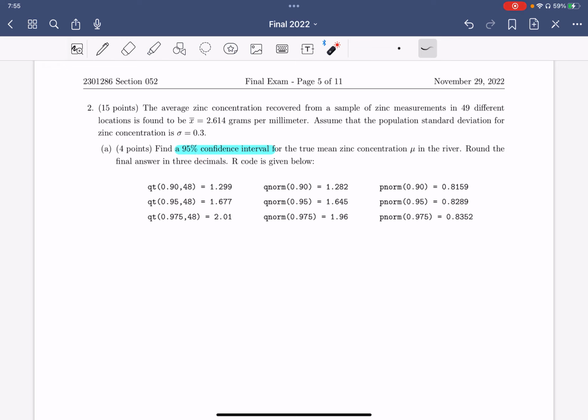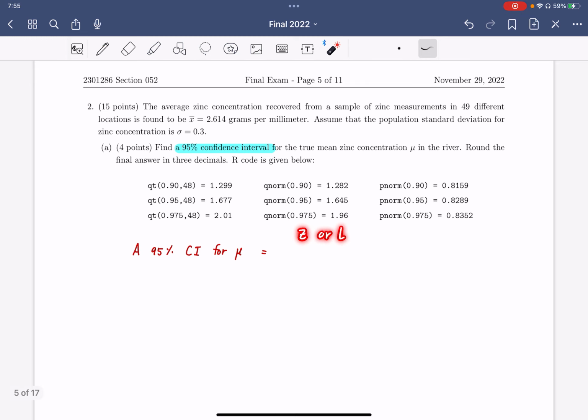So you can just go from there, because it's a 95% confidence interval for mu. In the formula sheet, you're gonna have 2 formulas, and you pick which one to use based on the information in the question: Z or T. Here you have 49 different locations, so n equal to 49. The sample size is big enough, so you can use the Z statistic, which is X bar plus or minus Z alpha over 2 times sigma over square root n.